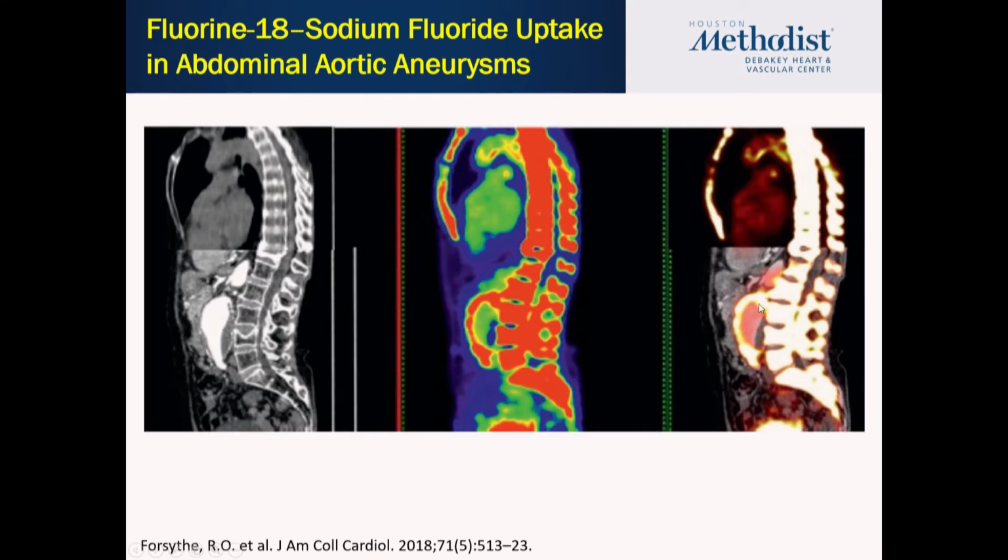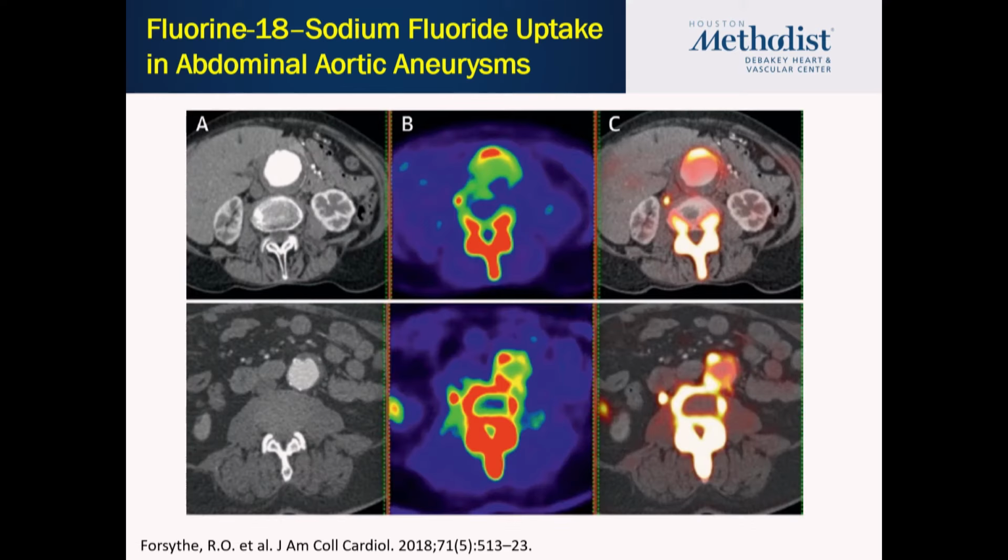Now remember, this is sodium fluoride that is going for calcification. That's why you see all the spine picking up. The bone is going to pick up, but the aneurysm here also picked up significantly, as you see. So this patient clearly has uptake, and whether this is a bad sign or not is the question. You can also see it on a cross section, with the uptake in the aorta and in the abdominal aortic aneurysm.